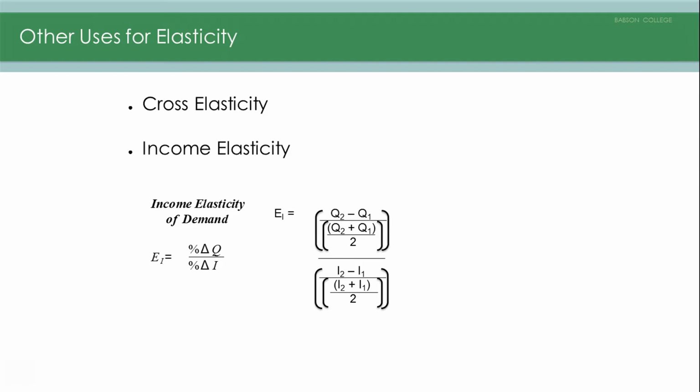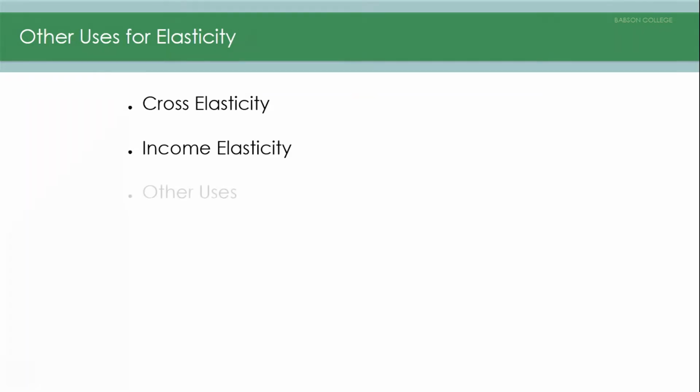Then we looked at the income elasticity, and this is very similar to the previous two, except now the denominator is the percentage change in income. And we can do the same exact thing with that. We can use the midpoint and then not be concerned about the direction of change for those.